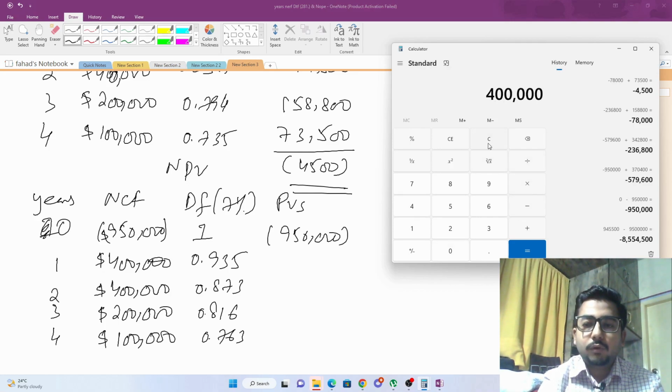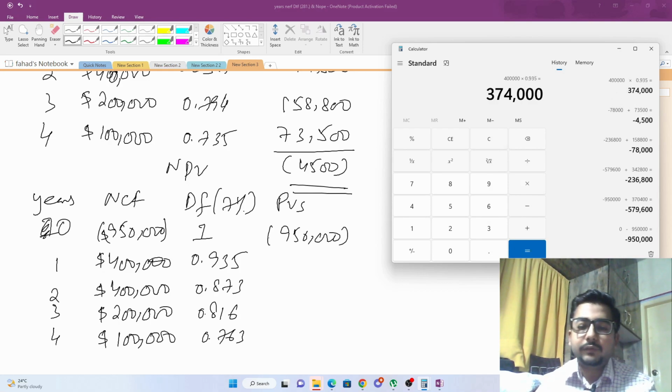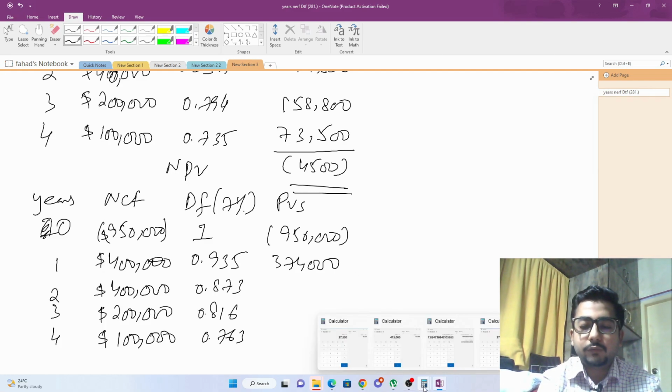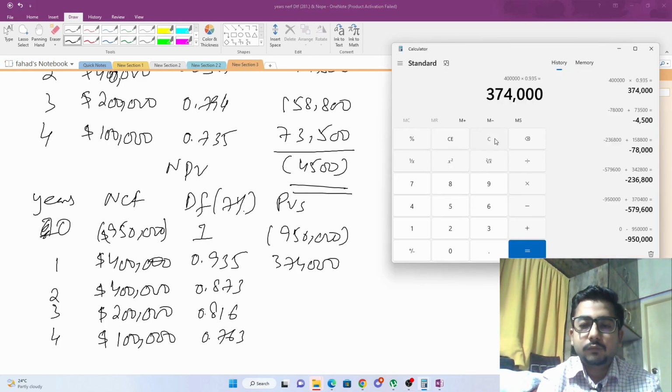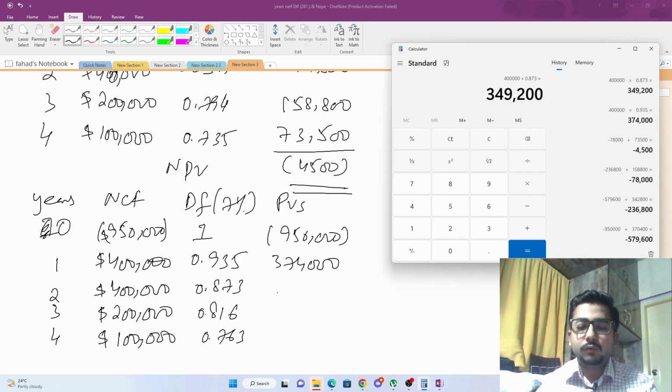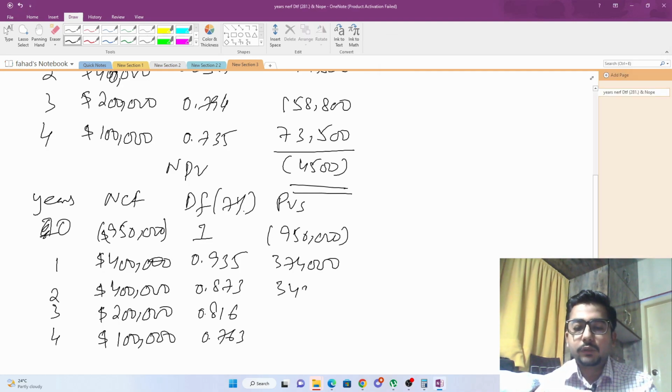Okay, 4 lakh dollars multiplied by 0.935, I got 374,000. 374,000 for the very first year. Again doing it for the second year, 4 lakh dollars multiplied by 0.873, it is 349,200. So 349,200 is for the second year.